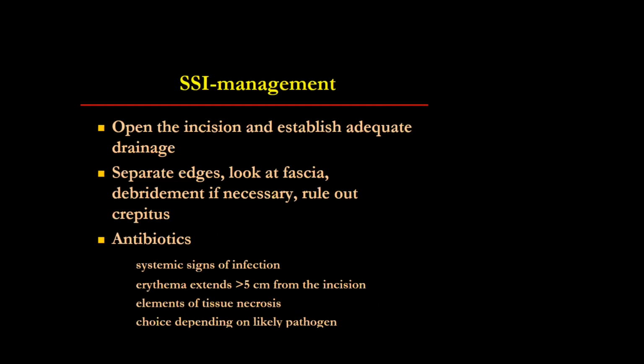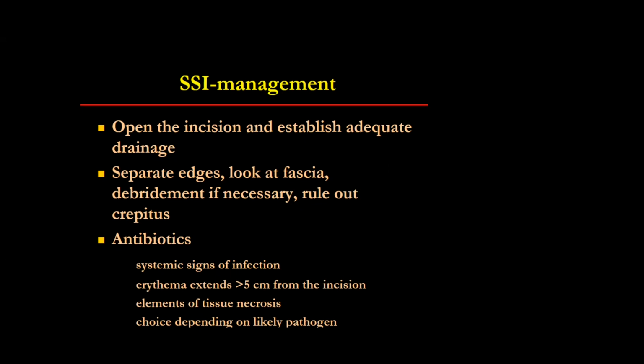So when you suspect an infection, what do you do? First thing, open the incision to establish adequate drainage. Don't wait and say, let it localize, I'll open it up tomorrow, or it will unnecessarily make the wound open and the patient will be unhappy. Patient will be even more unhappy when he has a bad wound at the end of 7 days. So at the first suspicion of infection, open the wound. Separate the edges gently. Look at the fascia. If there's any necrotic tissue, debride it. Look for crepitus and decide about the use of antibiotics.